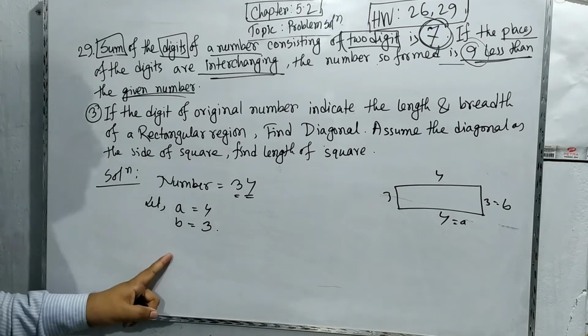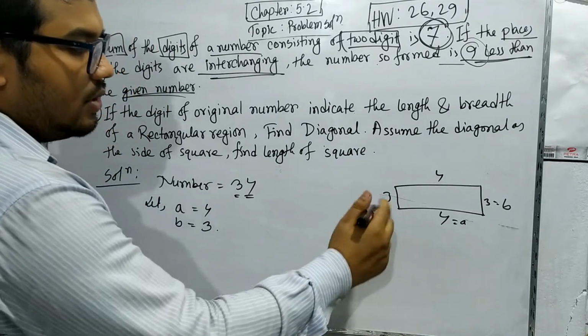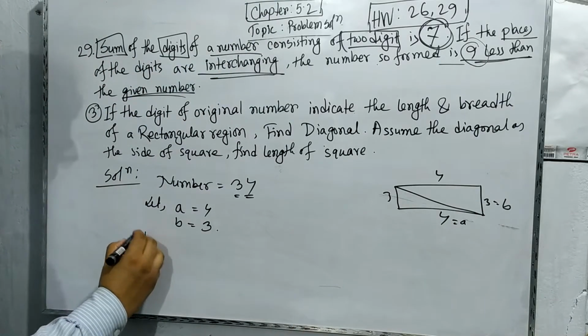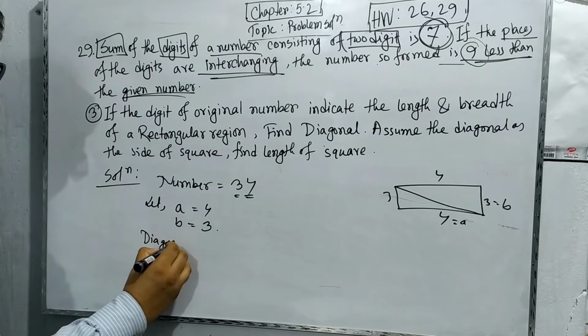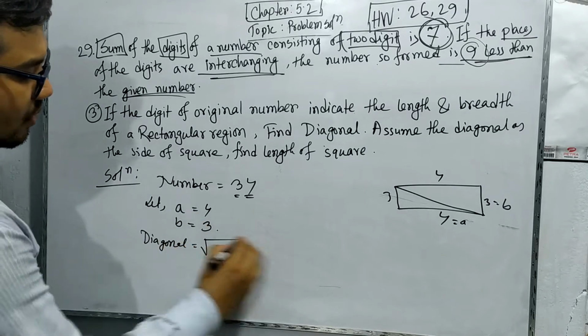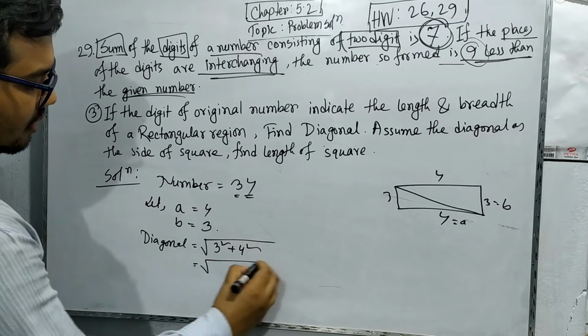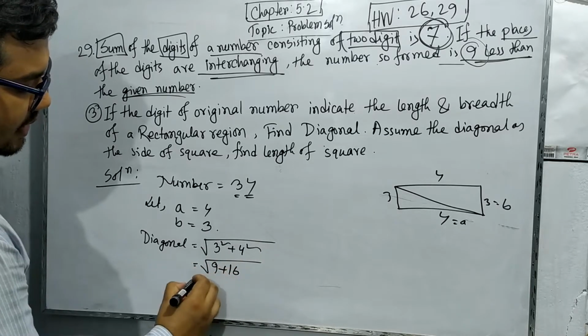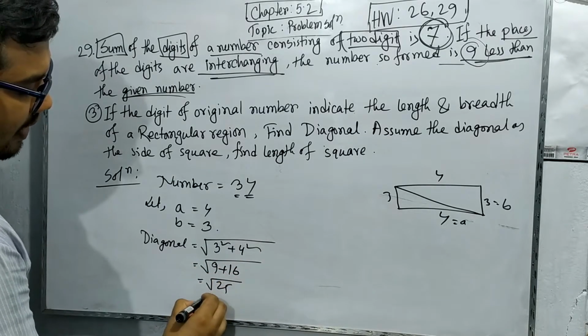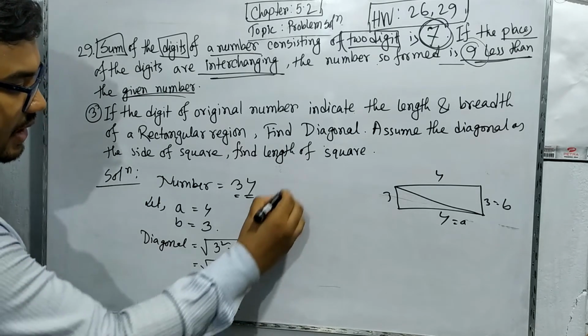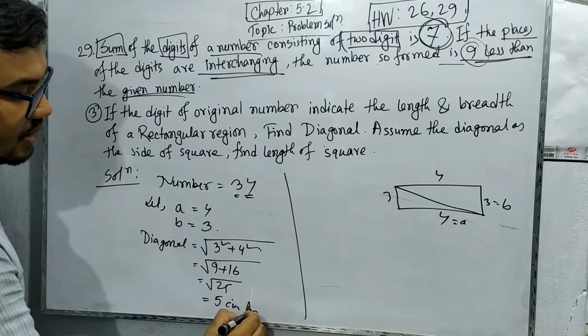So if this is 3 and this is 4, then what will be the diagonal? Then diagonal will be root over 3 square plus 4 square, root over 9 plus 16, root over 25, or 5. This is the diagonal. That is the first answer.